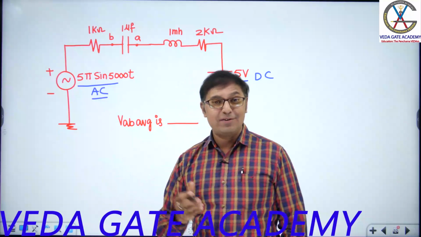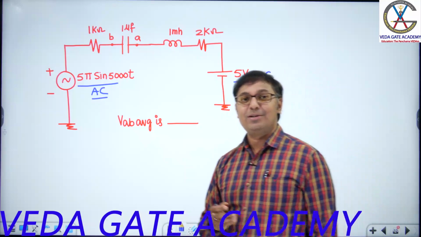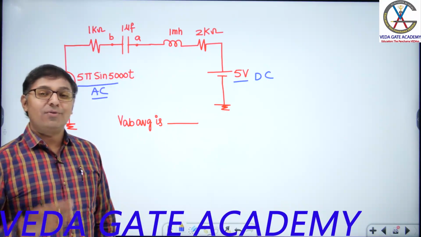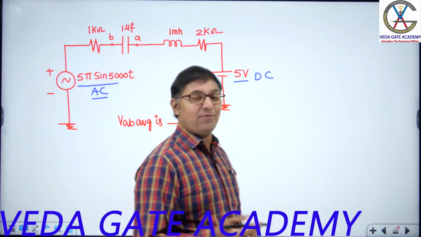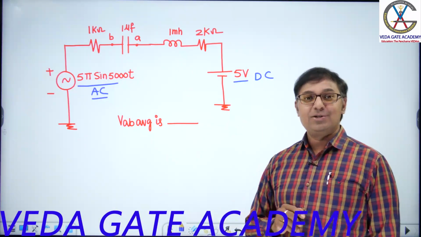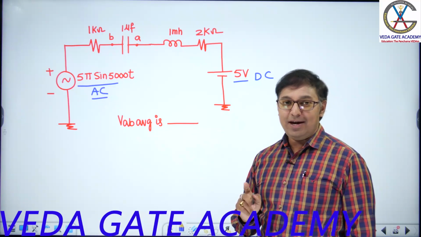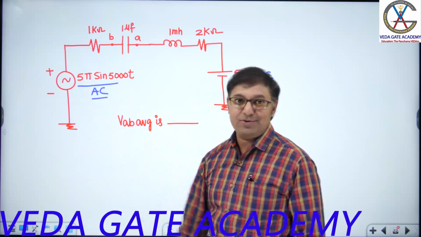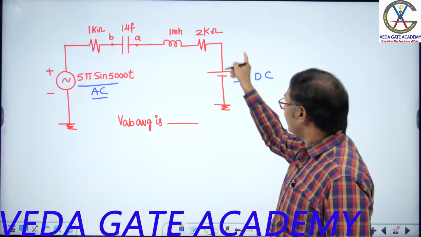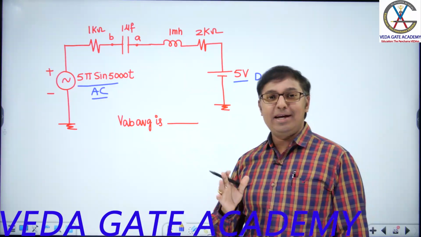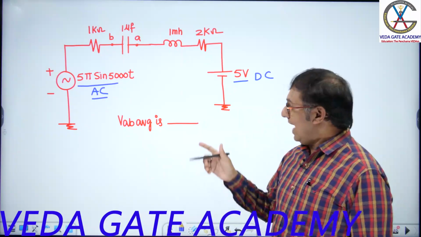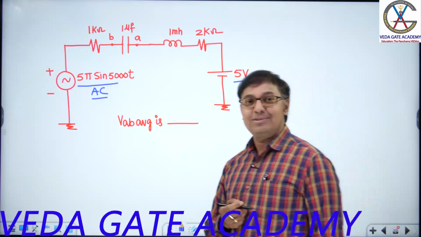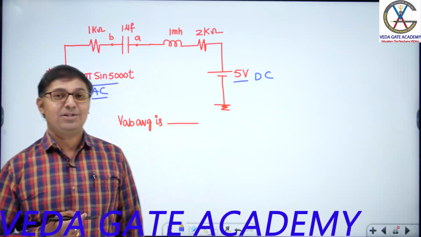Obviously the frequencies are different. DC source has zero frequency, and the AC source has omega given as 5000. When frequencies are different, use only the superposition theorem. Activate this source and deactivate that source, then the next. You will take some 10 minutes to get V average. But in 1 second we can answer V average. How?